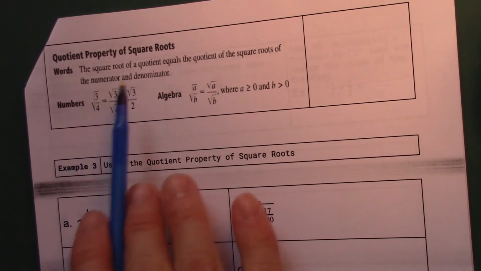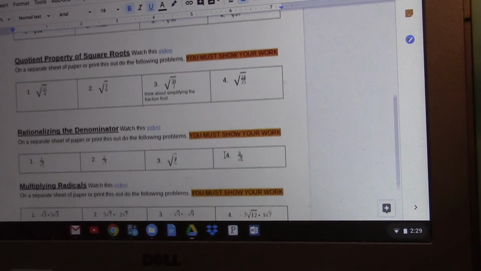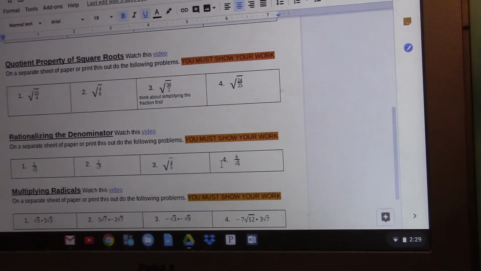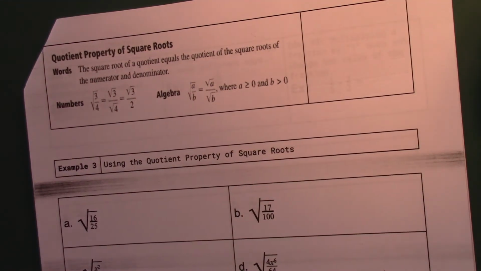Alright, we're dealing with the quotient property. Why? Well, because the next part of your homework right here says quotient property of square roots, and it gives you 4 problems there. Okay? Now, with that being said, let's take a look at some examples here.